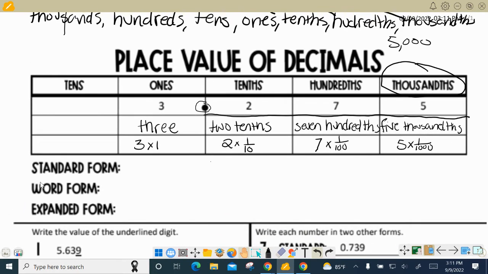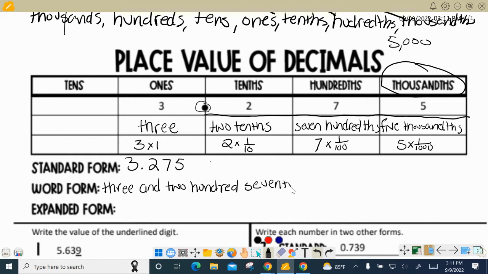Let's go ahead and write them down here just to make sure we've got it all correct. Our standard form, 3.275. We read that as word form. Let's write it. Remember, you can always pause the video if you need to catch up. 3 and, because the decimal point is an 'and,' 275 thousandths.